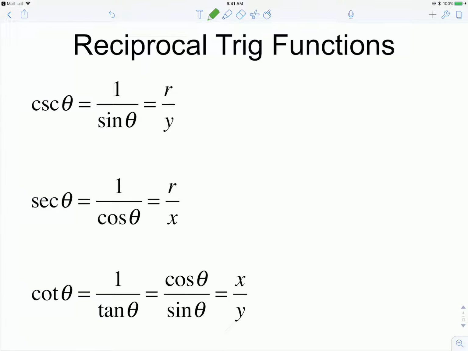So cosecant of theta is equal to 1 over sine of theta, meaning it's sine's reciprocal trig function. Since sine is equal to y over r, cosecant is equal to the ratio r over y. And secant of theta is the reciprocal of cosine, so its ratio is r over x. And then cotangent is the reciprocal of tan of theta, and its ratio, therefore, is x over y, but also cosine theta over sine theta.